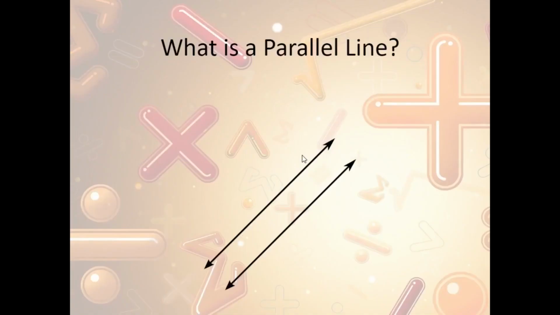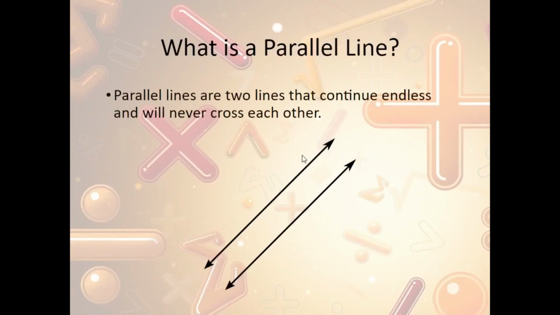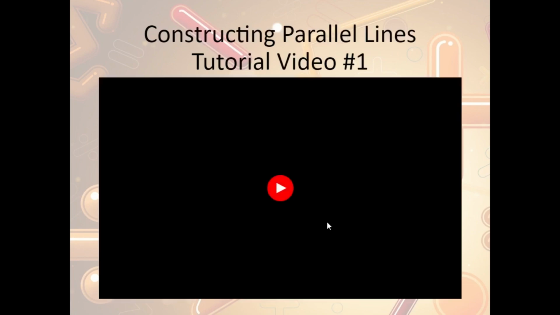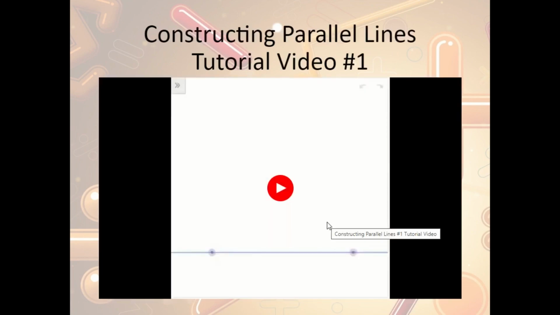Now, what is a parallel line? Parallel lines are 2 lines that continue endlessly and never cross each other. So, if these continue on forever, they still will never come together and touch. Those are parallel lines. Now, there's a video here that shows you how to construct parallel lines using Desmos. So go ahead and watch that video now.